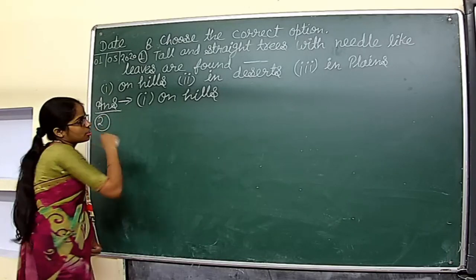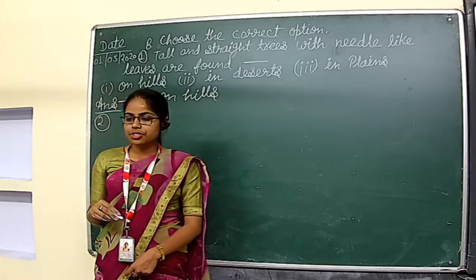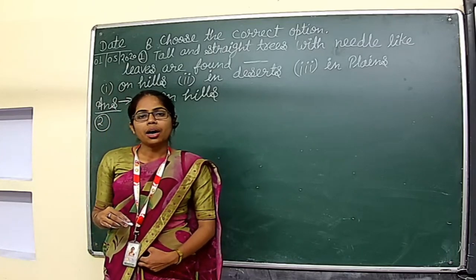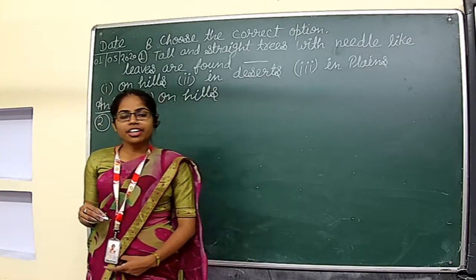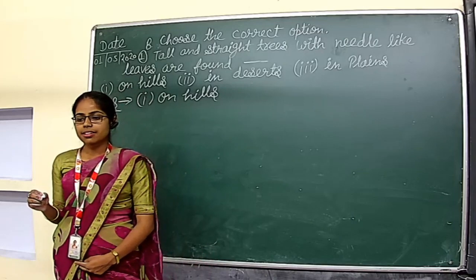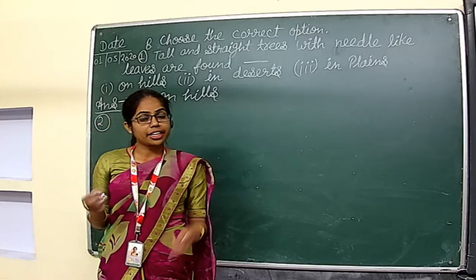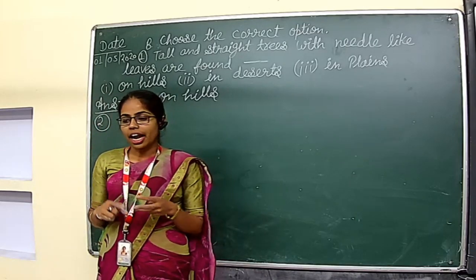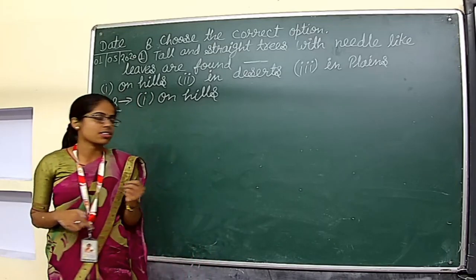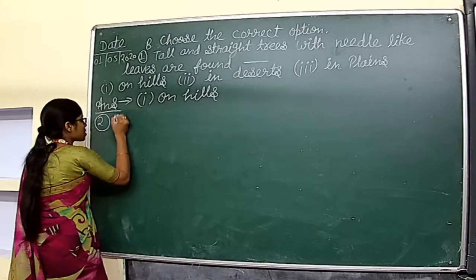Second question. What is the second question? Let's see it. Leaves are modified into spines in dash. Again, a few options are given and we have to choose the correct answer. Let's write the second question.